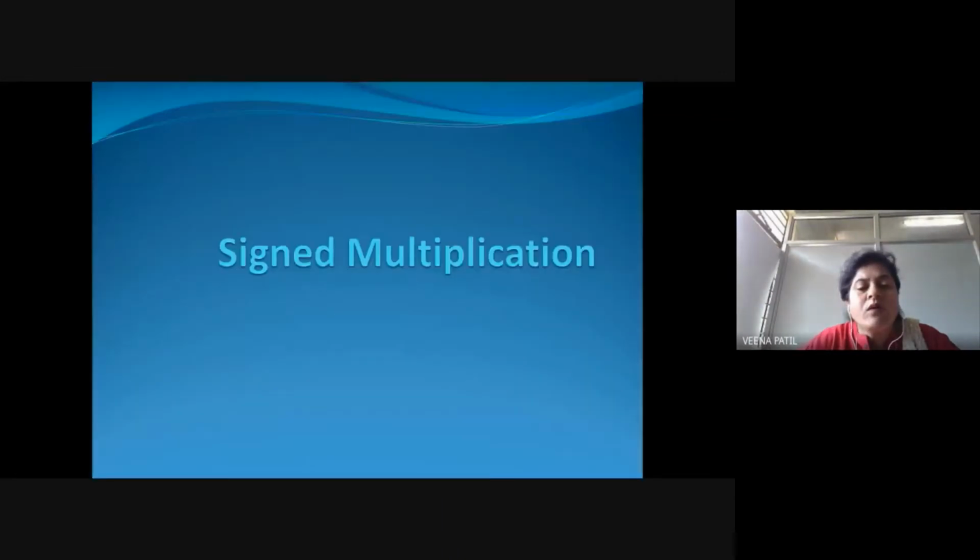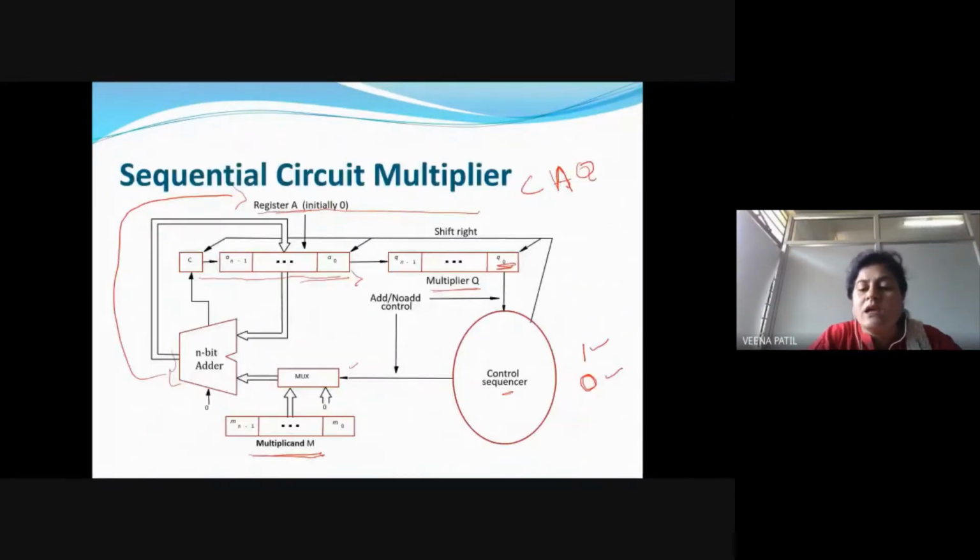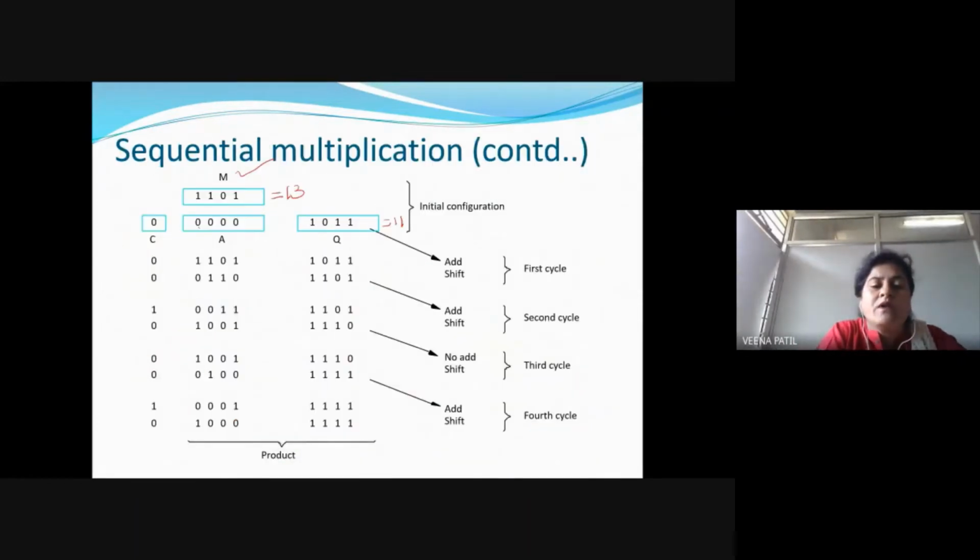So initially what happens? Initially the control sequencer will observe the bit Q0. That is the first bit of the multiplier. So this bit is observed. Now if this bit is 1, it is just going to perform add and shift. Okay. What is going to be added with what?